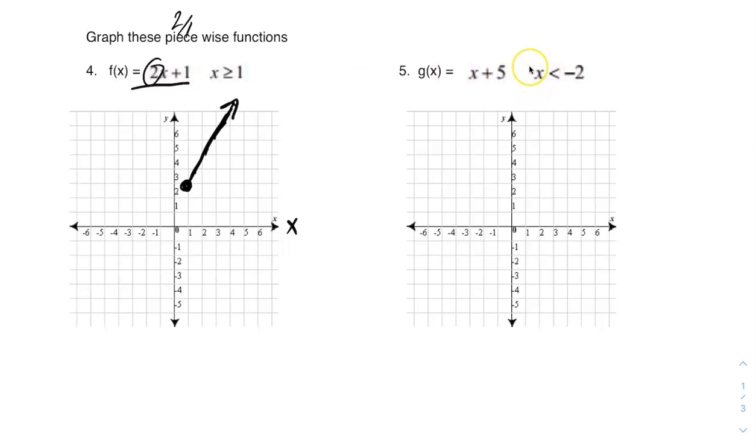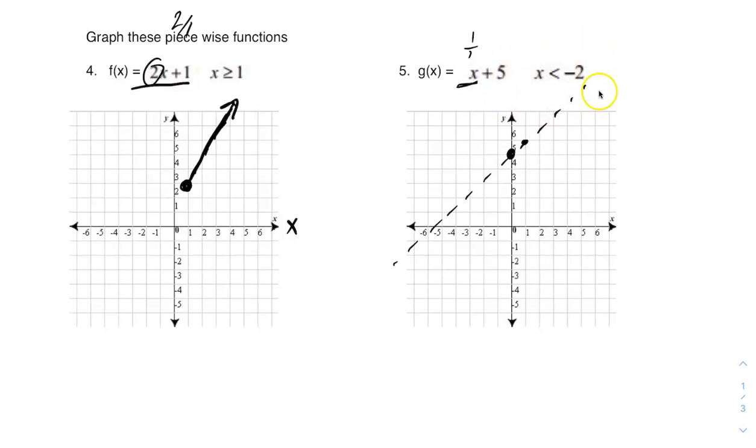So let's try the same thing with this one. So we're going to graph x plus 5. So you start at 5, that's my y-intercept, right there. My slope right here is 1, so 1 over 1. So up 1 over 1. Like that. So that's a graph of x plus 5.